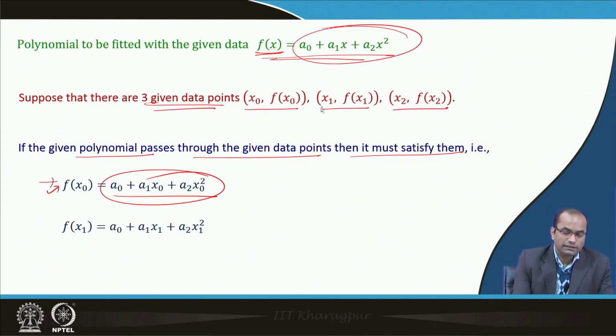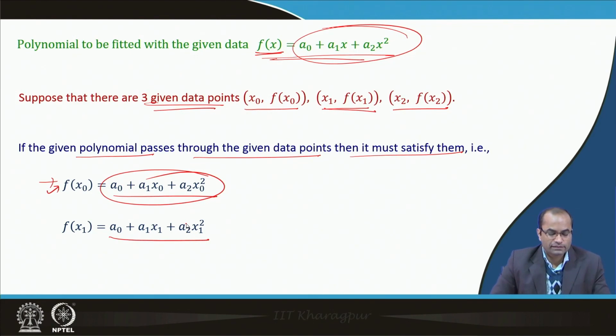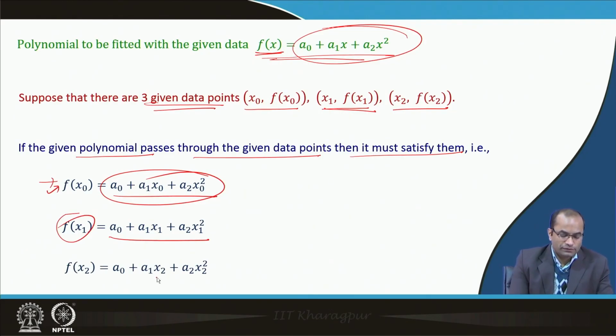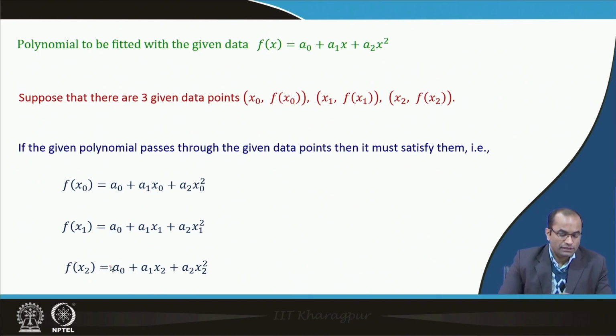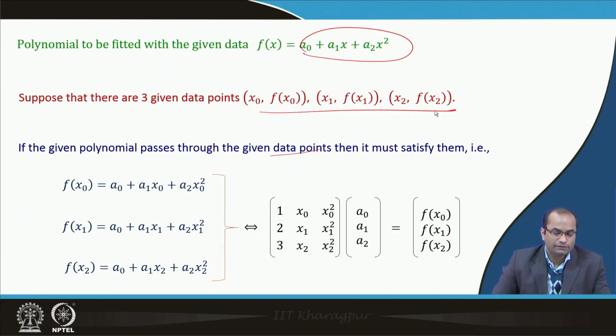The second data point is x 1, f(x 1). When we substitute x 1 for x in the polynomial, we should get f(x 1), and for the third one, when we substitute x 2, we should get f(x 2). So, these are the 3 equations we have from this polynomial passing through the 3 given points. This we can also rewrite in a matrix vector form.